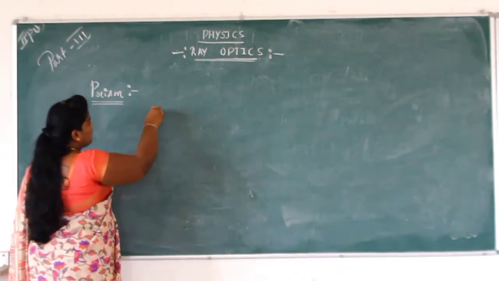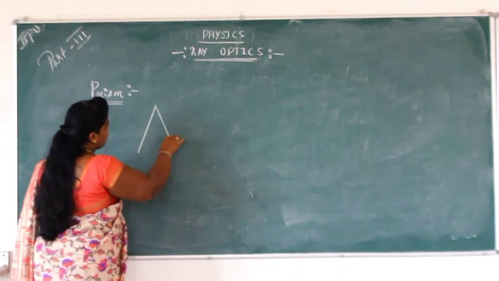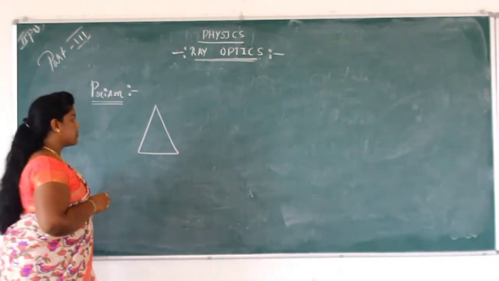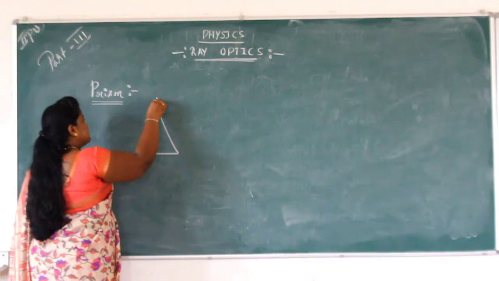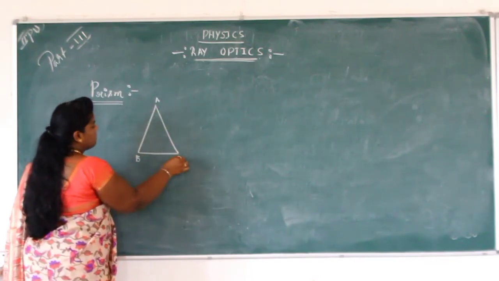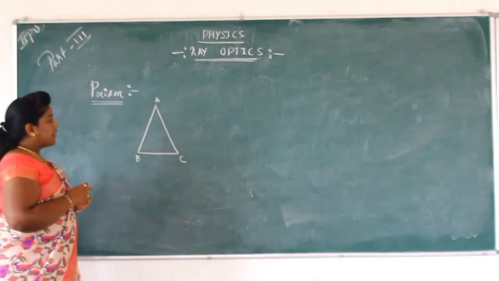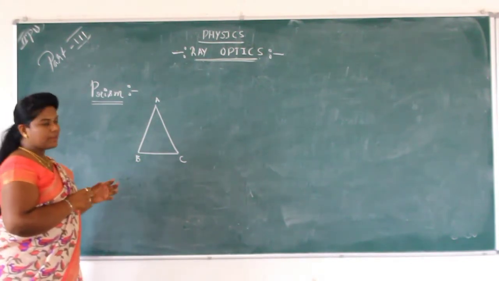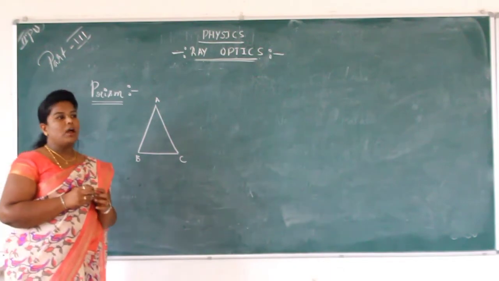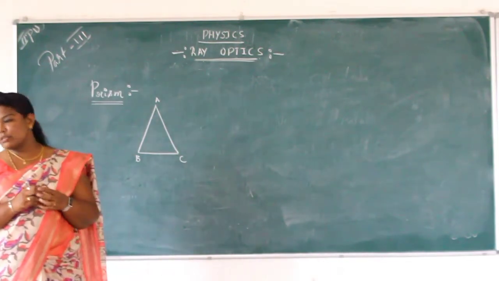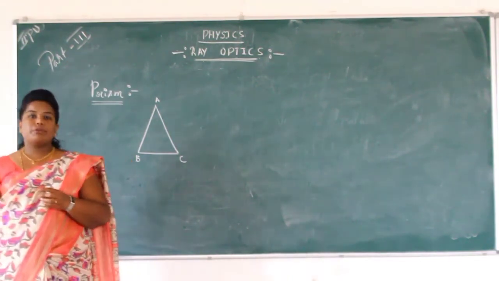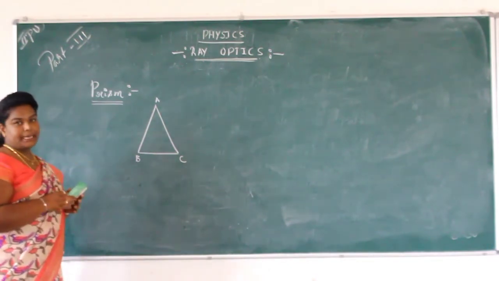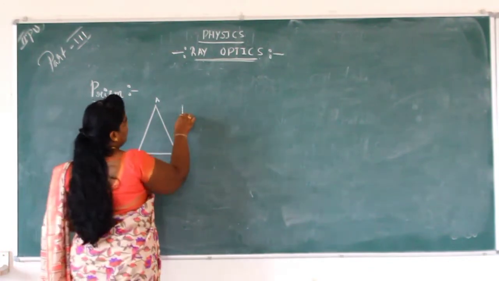I am just going to draw a prism. It is like a triangle, my dear students. If I represent it with faces A, B and C, you can observe this is a planar picture. If I show it in a three-dimensional view, you can observe that this prism is an optical medium.